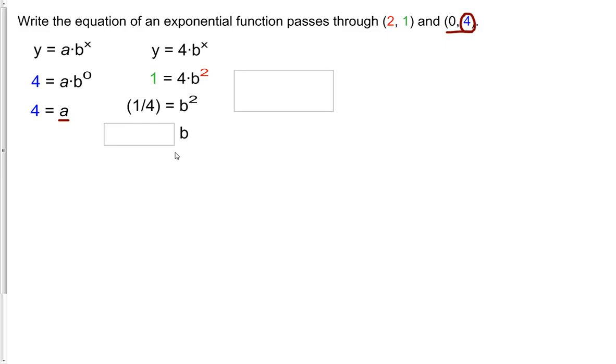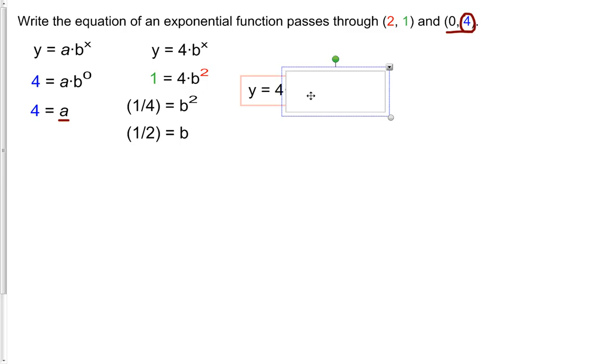On the left, the square root of 1/4 is going to be 1/2 or negative 1/2. However, we know that with exponentials, we can't have a negative base because it causes lots of weird problems. So we're only going to keep the positive root here. Even though we're undoing a square, we're only going to keep the positive root because the negative root is not going to work for us. So our b value is going to be positive 1/2. Now if we plug that back into our original equation, we're going to have y is equal to our a term, 4, times our b term, 1/2, raised to the x power.